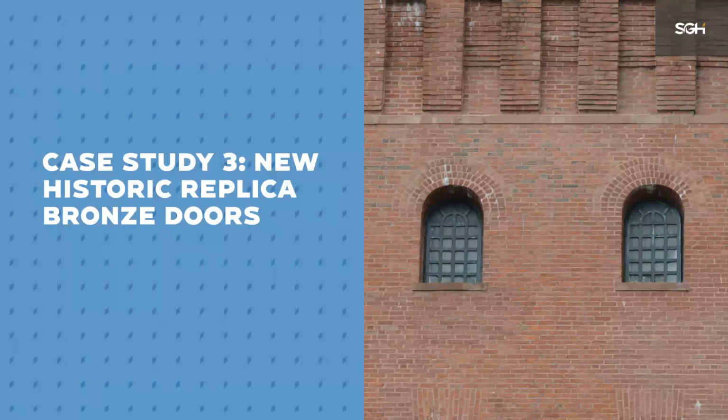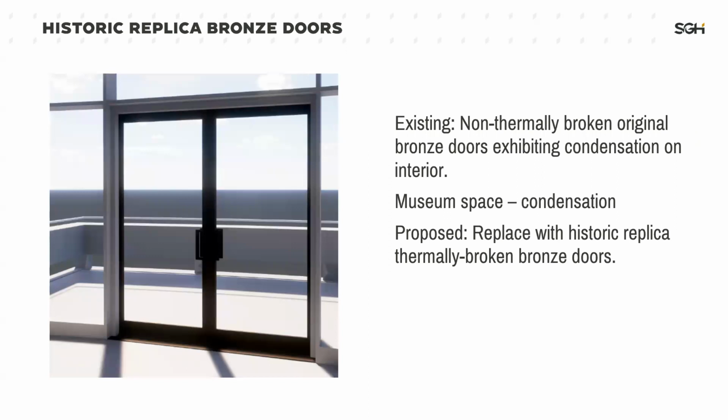Okay, our third case study is one in which a client was proposing installing new historic replica bronze doors. This building was constructed in 1971, so it's not as historic as the previous ones, but it still has a lot of unique issues and was built in a different era of construction almost. The existing doors are non-thermally broken and they're original to the building. This is up at a balcony level and there's this big wall of curtain wall here. You can see in this rendering. The curtain wall was replaced in 1987, but at that time, these doors were removed and reinstalled. So they're the same as the original doors.